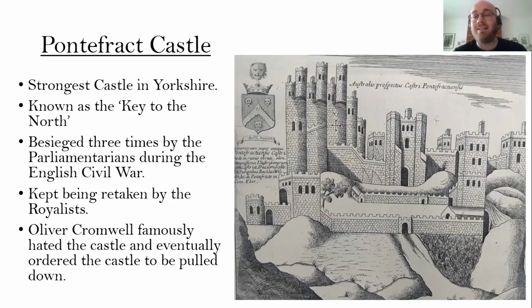Oliver Cromwell hated Pontefract Castle so much that after the parliamentarians took it the 3rd time, he ordered it to be pulled down. And that is why Pontefract Castle is in rubble today. Because Oliver Cromwell hated having to come back up north and retake the castle over and over again, because the people of the surrounding areas were royalist loyals.